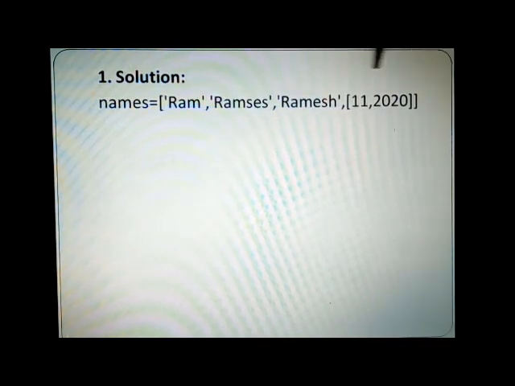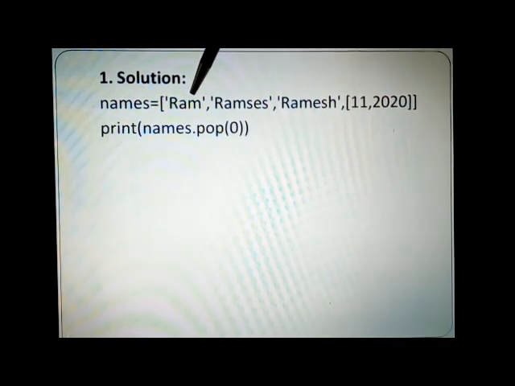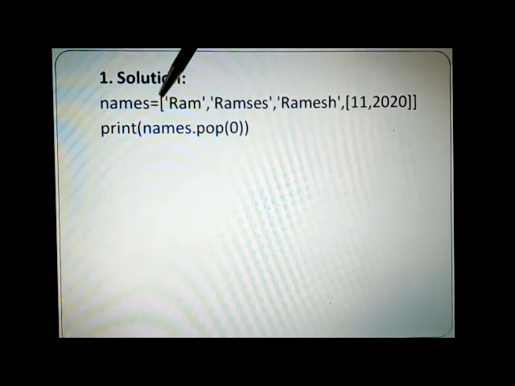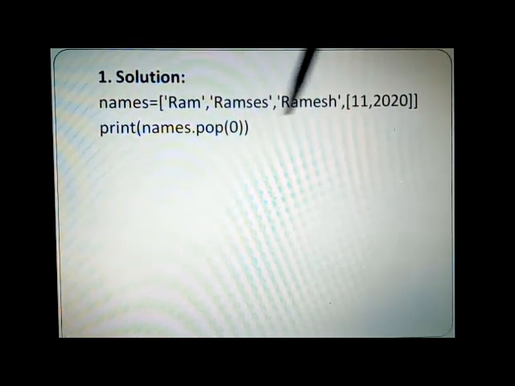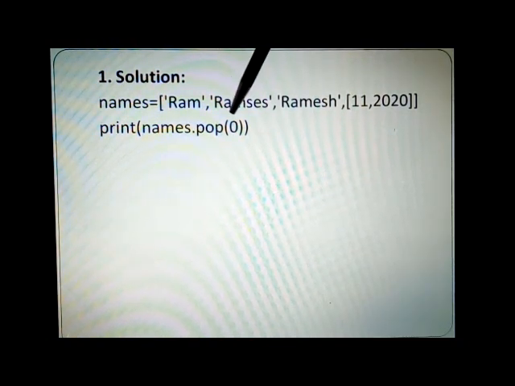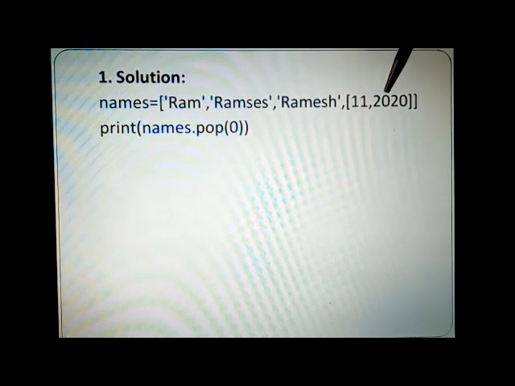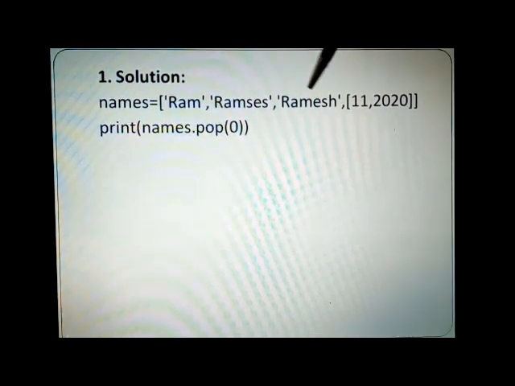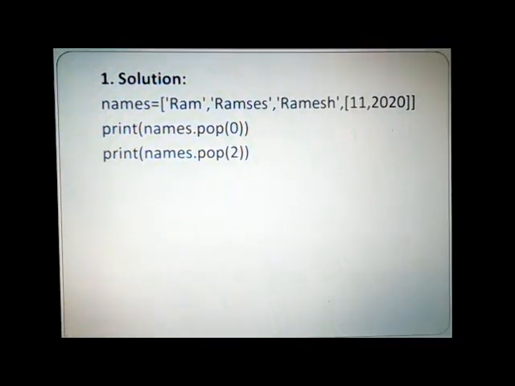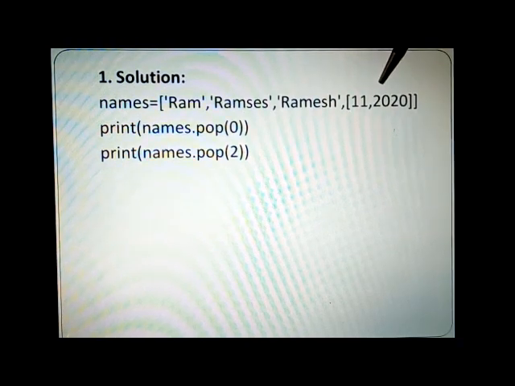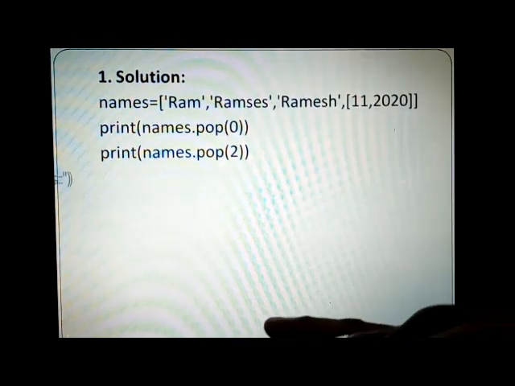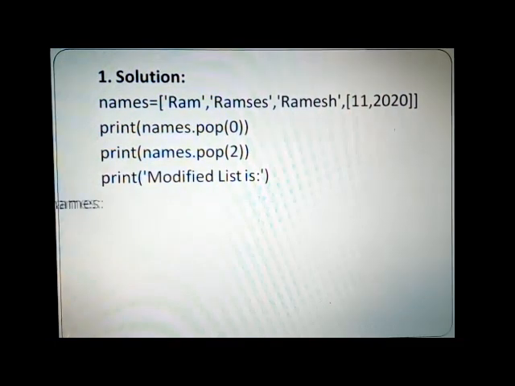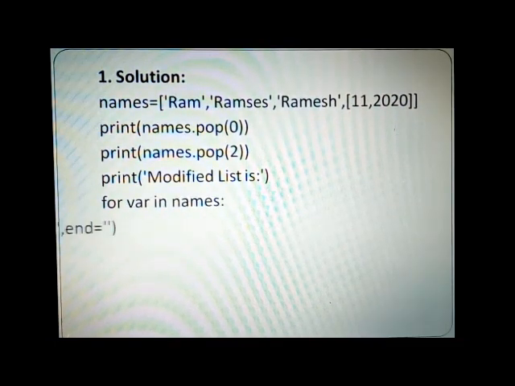Now let us assume that this is a list, and you know the first element is at the 0th location, but after removing the first element, the entire list gets adjusted. So you should not forget that after removing the first element, the last element index would be changed. In that case, it would become 0, 1, 2, and hence you should use print names of pop2 to delete the last element, and then finally print the rest of the list by using the for loop.